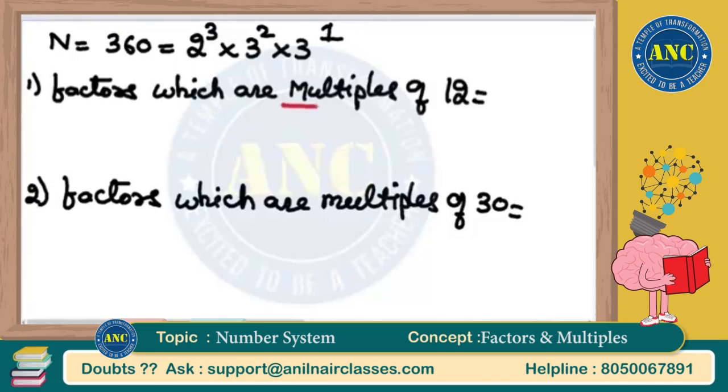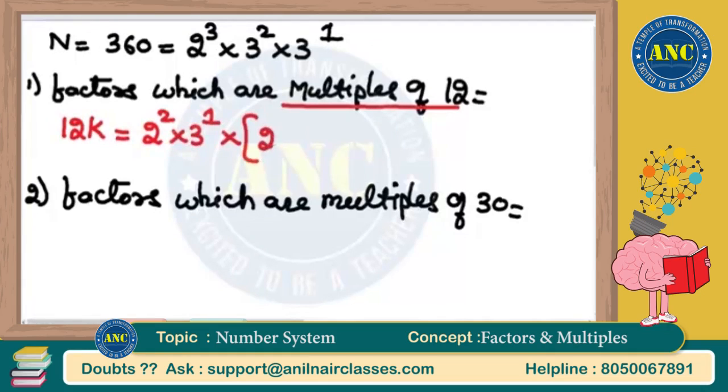Any factor which is a multiple of 12 is nothing but 12k. 12 is nothing but 2 square into 3. Already 2 square I have taken out. Remaining is 2 power 1. 3 power 1 I have taken out. Remaining is 5 power 1. These are all the numbers which are multiplied by 12 to make it multiples of 12.